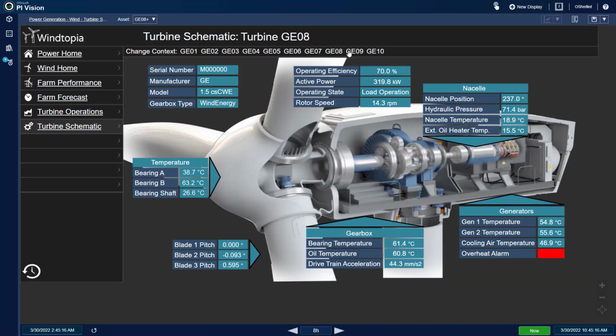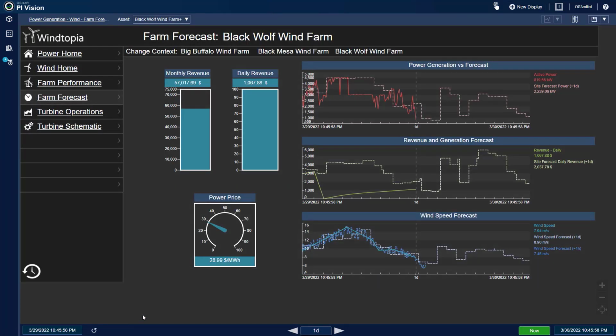In the turbine details display, the process engineer can compare the bearing temperatures across all 10 turbines. They see each turbine has a hotter bearing B, but on GE08 the temperature is 20 degrees hotter. Checking the maintenance log, bearing B is nearing its expected lifetime. With the fault found, the plant manager needs to plan a maintenance activity to resolve the issue.